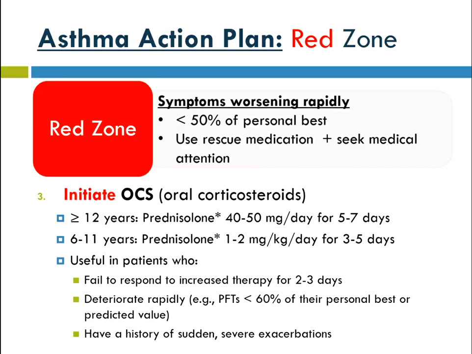Because they're not always going to the emergency department. They can go to urgent care, they can go to their doctor's office. So sometimes we're not going to do all of what we're going to talk about in a bit. It just depends on where they go. These are also for patients who are deteriorating rapidly or, again, have a history of sudden and severe exacerbations. That's when we're going to use an OCS as well. Okay?